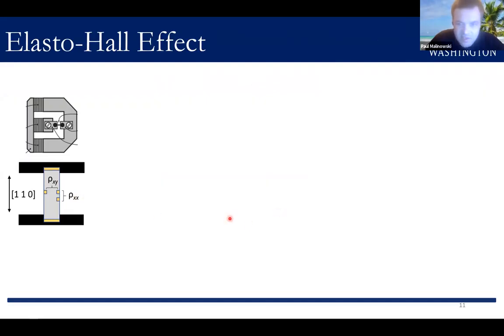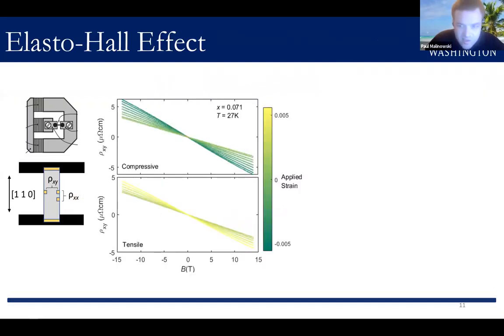So let me begin by just describing the phenomenology of what we observe. Here I'm showing you the Hall resistivity as a function of magnetic field of the optimally doped composition, and this is at a temperature of 27 Kelvin, just above the superconducting transition, for different amounts of both compressive and tensile strain. And we can see that the strain is having an effect modulating the Hall resistivity.